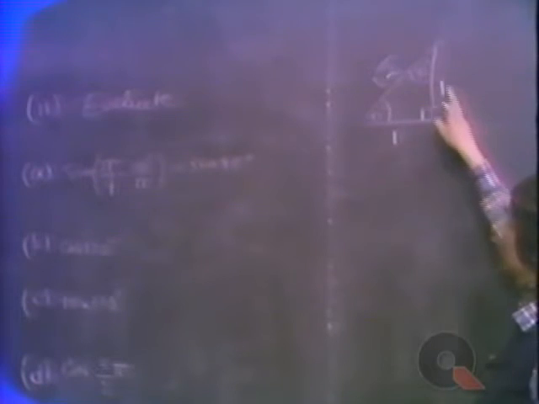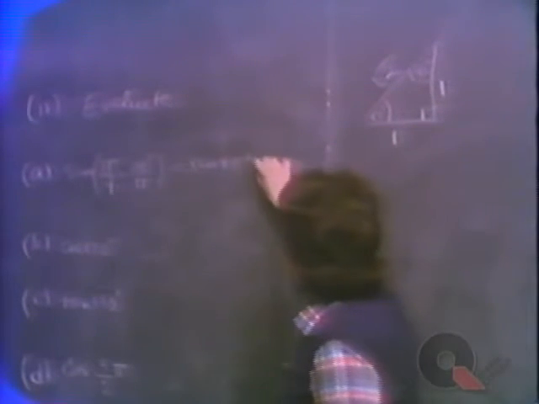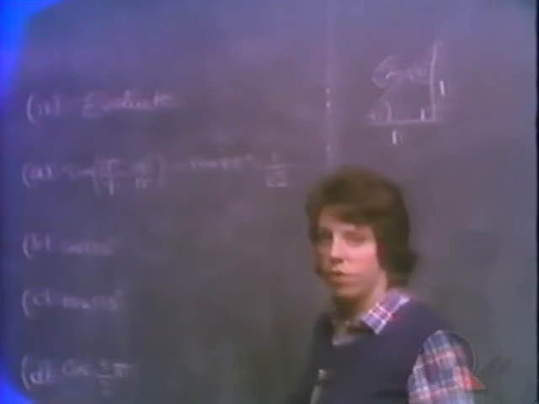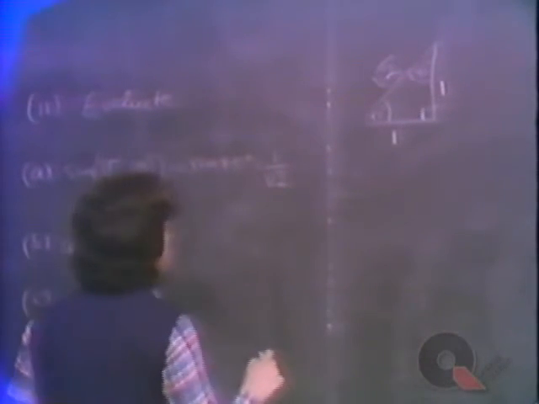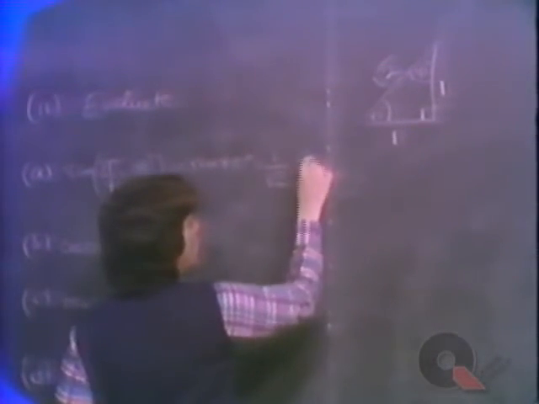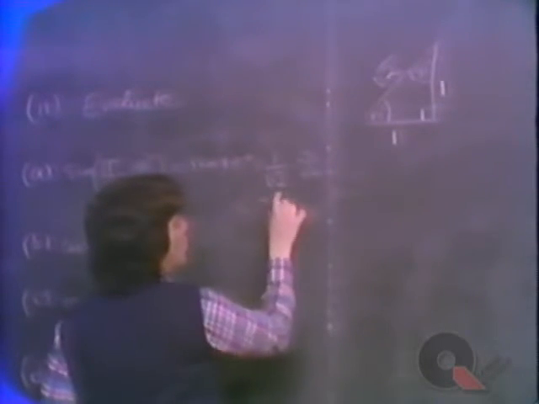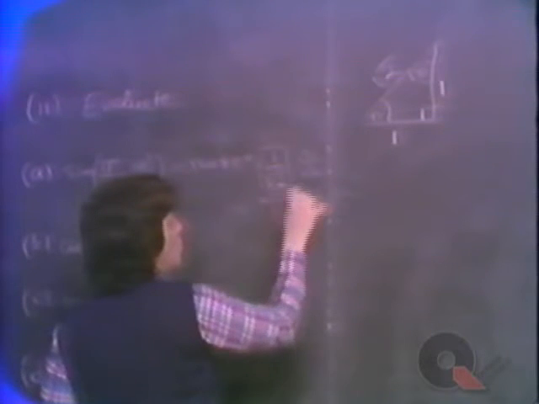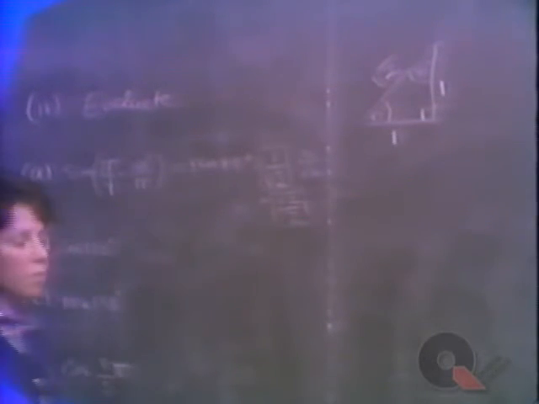So the sine of 45 degrees, opposite over hypotenuse, 1 over the square root of 2. Or if you want to rationalize this, you can multiply top and bottom by the square root of 2 and get the square root of 2 over 2. So either 1 over the square root of 2 or the square root of 2 over 2.